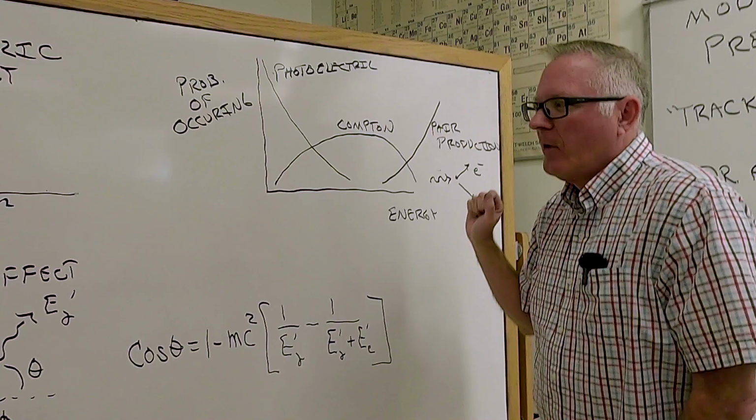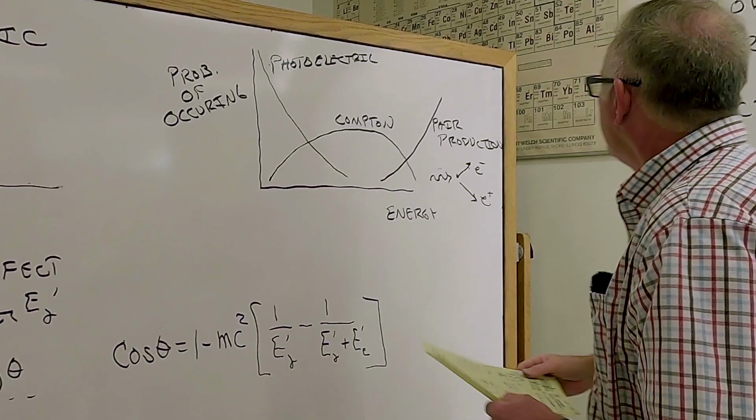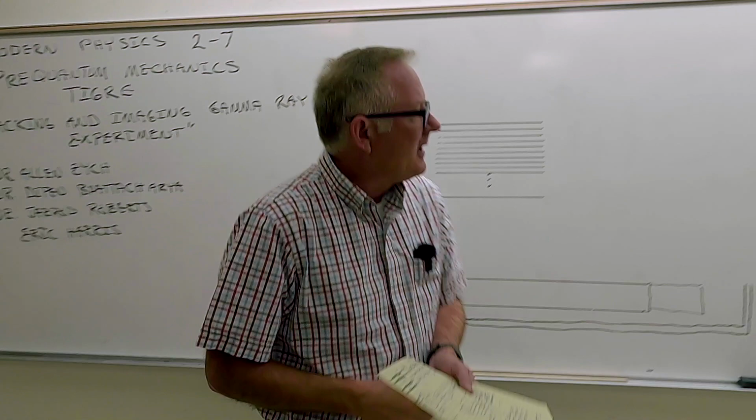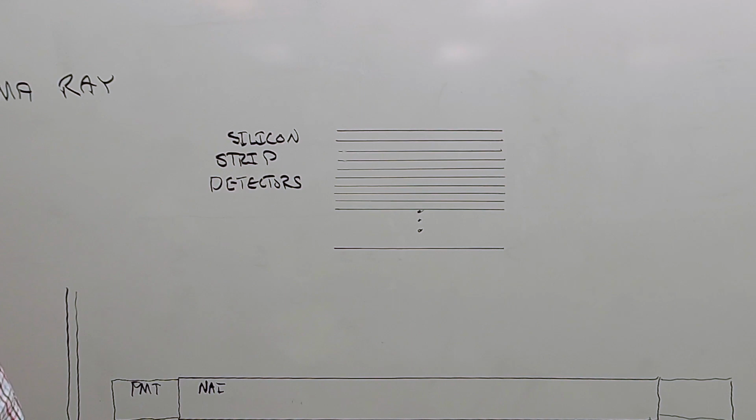So what we wanted to do was build a telescope to look at this part of the spectrum in space. So how do we do that? Well, first of all, we developed something called silicon strip detectors. You'll see them in the video. And so what happens here? A gamma ray comes in. So here's some gamma ray right there.